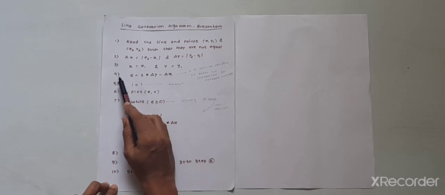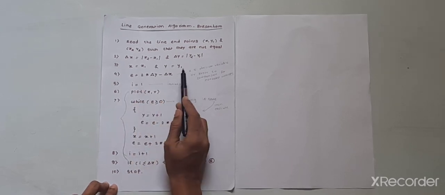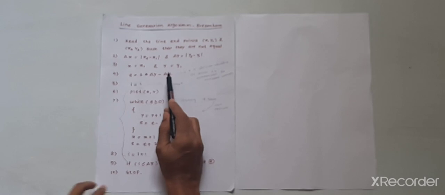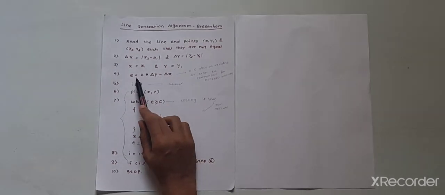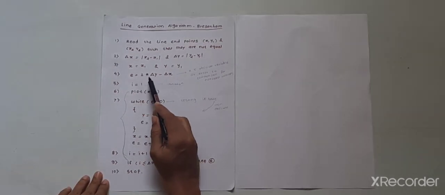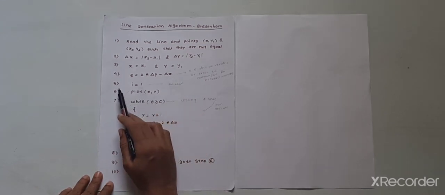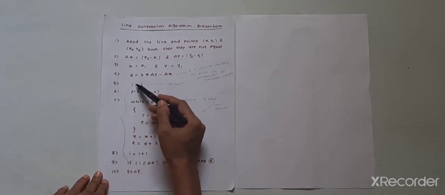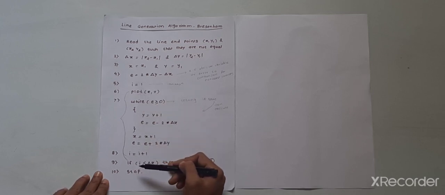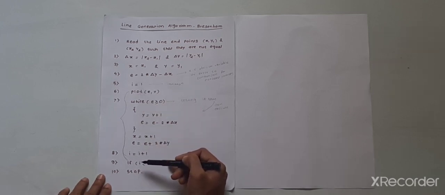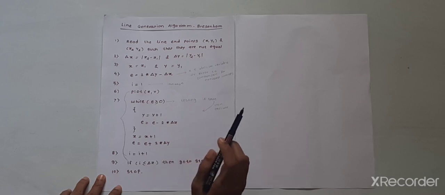Within the fourth step, there is a calculation of decision variable or error to compensate for the non-zero intercept with the formula E is equal to 2 into delta y minus delta x. Now, according to step number 5, there is a need to repeat the loop plotting of those points until we are getting the condition as false.